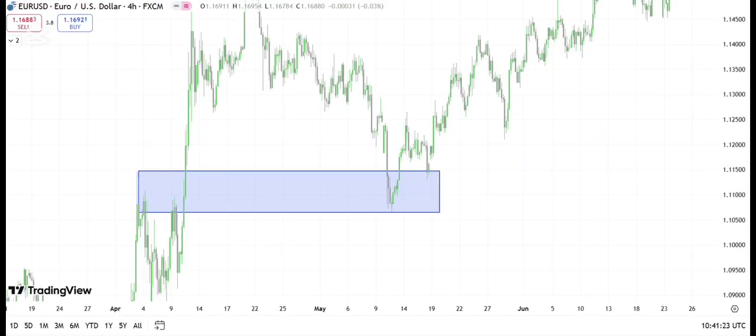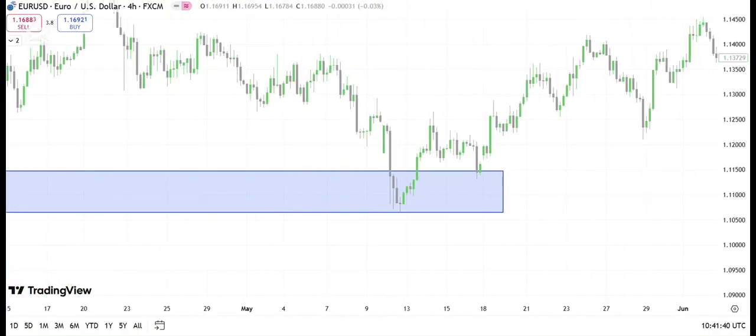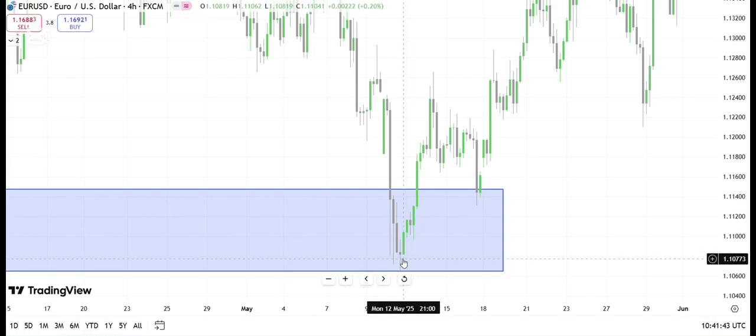And the next step is to wait for confirmation. So price taps into this support zone, which is also a key level, and don't just enter the trade right after. You'll see a doji candlestick right here, which signifies a change of direction.